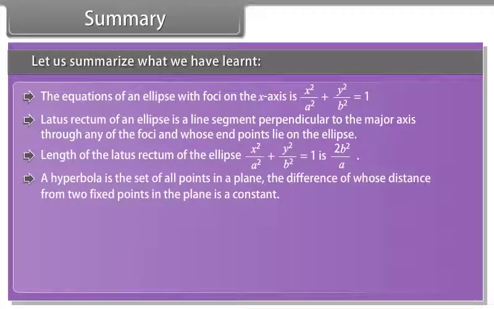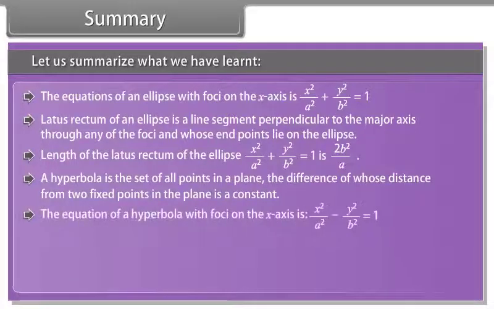A hyperbola is the set of all points in a plane, the difference of whose distances from two fixed points in the plane is a constant. The equation of a hyperbola with foci on the x-axis is x square by a square minus y square by b square is equal to 1.